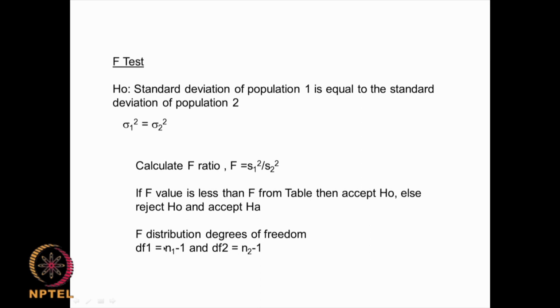If the F value calculated is greater than the table value, we reject the null hypothesis and hence accept the alternate hypothesis. Now, I also mentioned the degrees of freedom for the numerator will be n1 minus 1, where n1 is the number of data points for the numerator sample, and degrees of freedom for the denominator will be n2 minus 1, where n2 is the number of data points for sample 2.